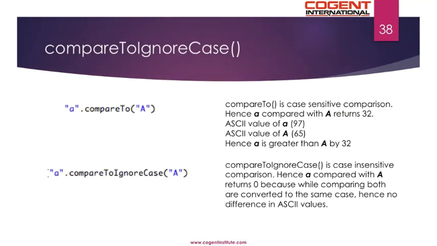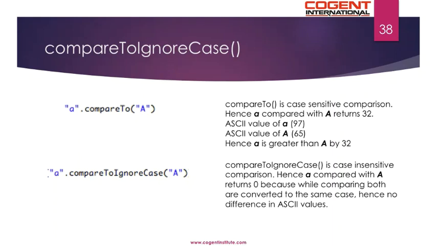compareToIgnoreCase. compareTo is case sensitive comparison. Hence, small a compared with capital A returns 32. ASCII value of small a is 97. ASCII value of capital A is 65. Hence, small a is greater than capital A by 32.